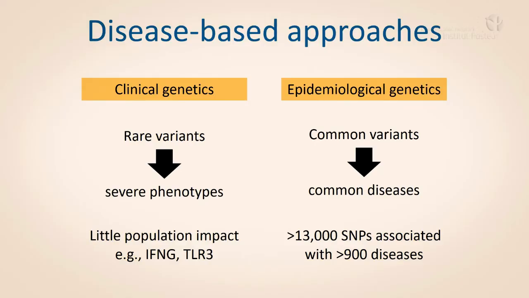Then we have epidemiological genetics approaches, or GWAS, genome-wide association studies. The goal of GWAS is to identify variants that are common in the population and that increase or decrease susceptibility to common disorders. Today, thanks to GWAS, more than 13,000 SNPs have already been associated with more than 900 traits or diseases: height, eye color, malaria, tuberculosis, and many diseases involved in metabolic traits such as obesity, diabetes, or hypertension.